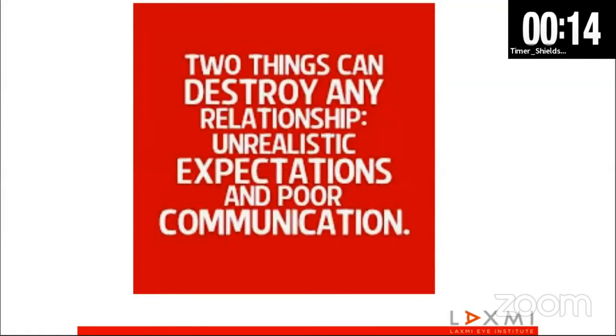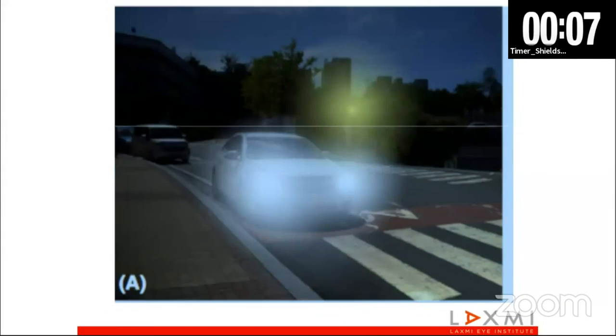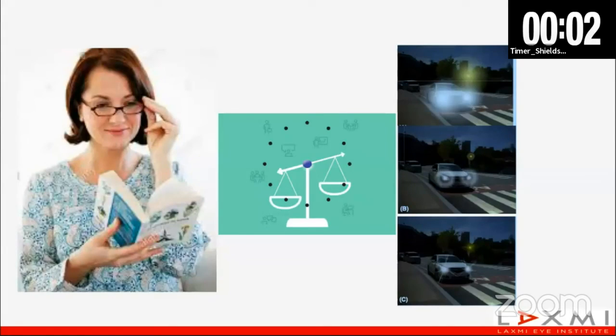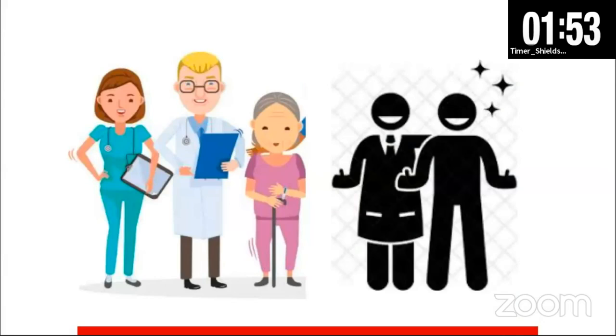Two things can destroy any relation: unrealistic expectation and poor communication. So exchange of information is important. The education regarding halos, glare, and starburst before the patient goes for a surgery is important. Finally, we need to balance between spectacle dependence and certain photic phenomena. Although the photic phenomena are much lesser with newer lenses, it is still there in most of the diffractive lenses. So good communication, good patient selection, and good IOL selection helps in getting a happy patient and a happy doctor. Thank you.